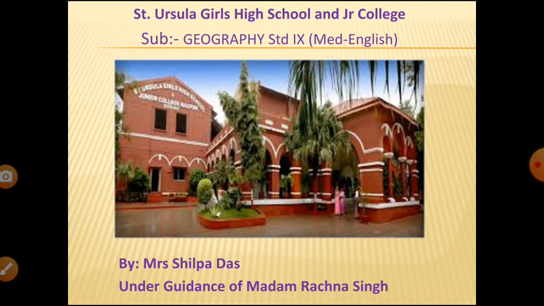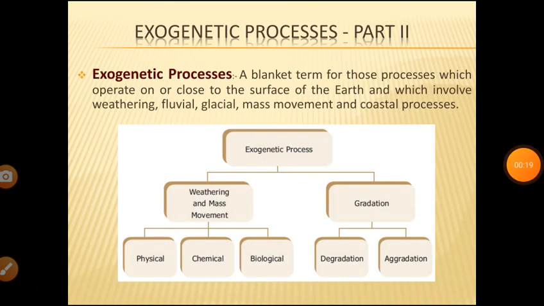Today, we'll see Chapter 4, Exogenetic Processes. In the previous chapter, we have learned what is biological weathering, chemical weathering, mechanical weathering, and mass movement. In this chapter, we are going to see the agents like running water, glaciers, wind, sea waves, and groundwater.